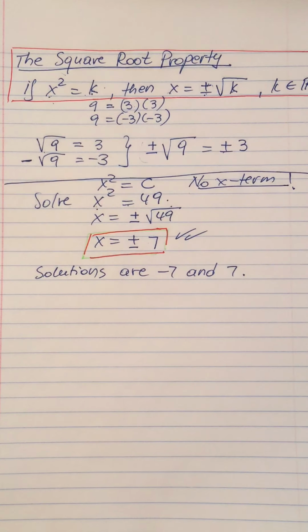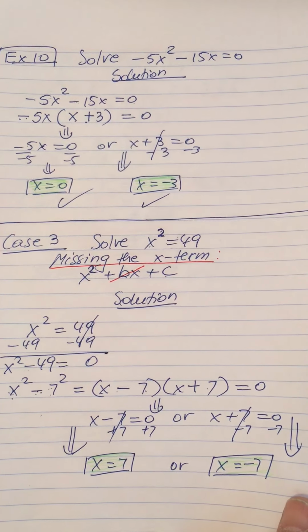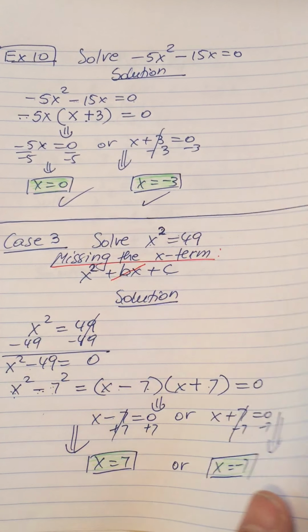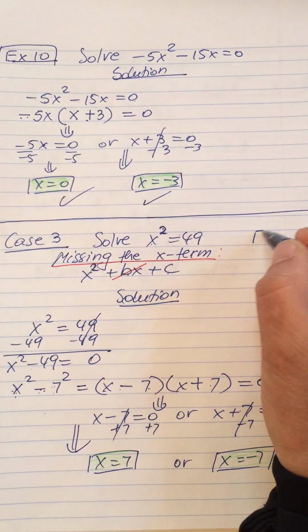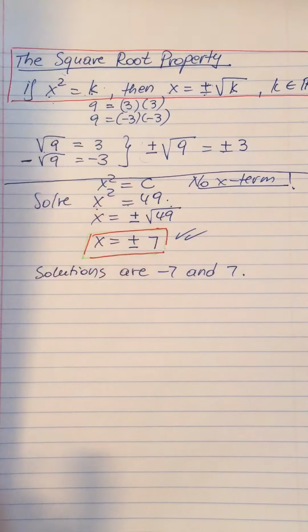So, let's go now and do another example using the square root property. This was example 11. And now we are going to do example 12.